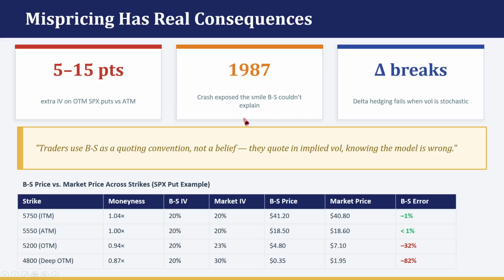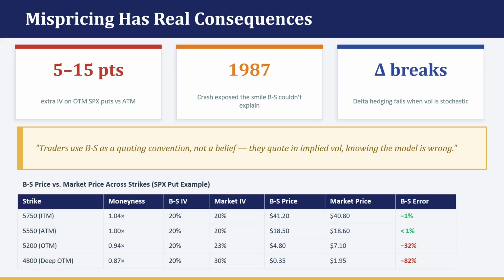So we can see it's not just a theoretical problem. If we look at the table from the bottom, for an at the money option, Black-Scholes does fine. The error is essentially 0. But as we move out of the money, the model starts to break down badly. At 94% moneyness, it underprices by 32%. At 87% moneyness, a deep out of the money put, it underprices by 82%.